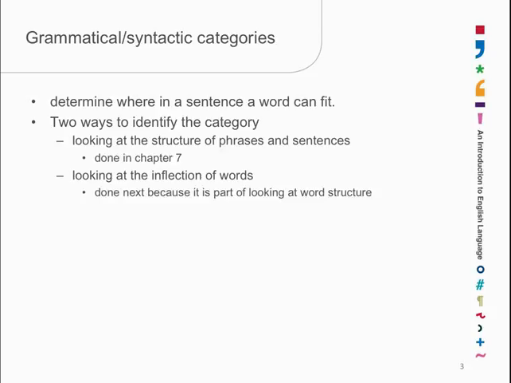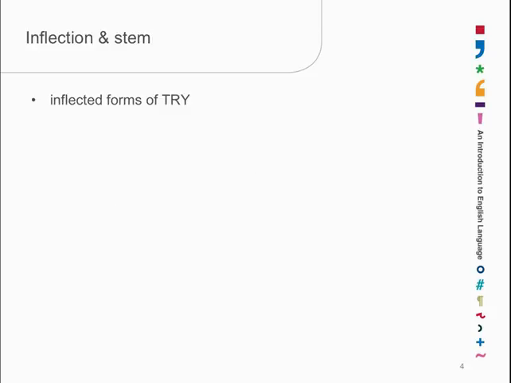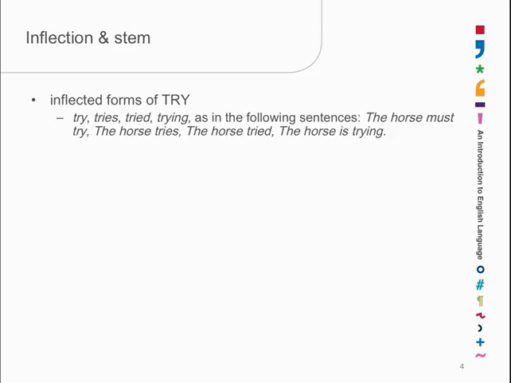Let's look at the lexeme TRY, and it's in caps here because we're not talking about a word, we're talking about a lexeme, that is a word in your mental dictionary. Well, it takes a number of different forms. It doesn't always look like try, it sometimes looks like tries and tried and trying. It takes different forms, and these forms are a result of where in the sentence the word fits, so they have something to do with grammar.